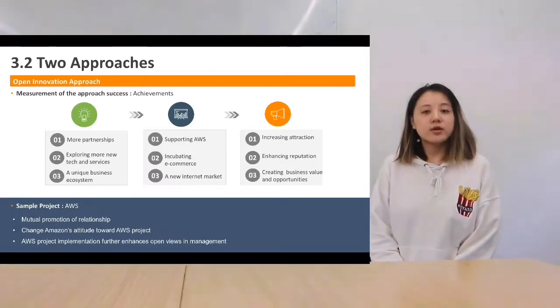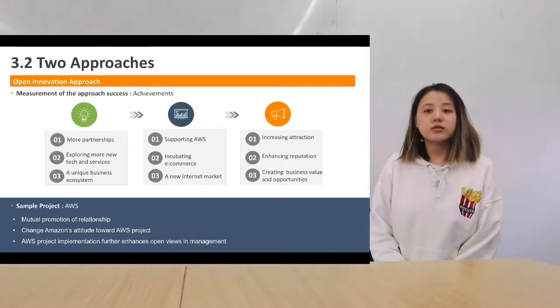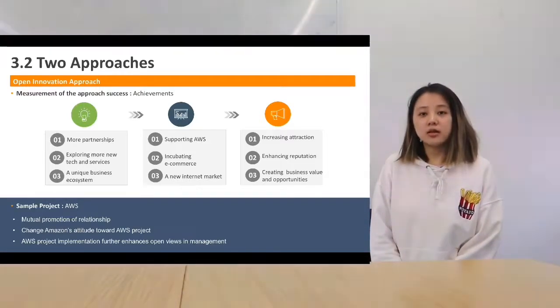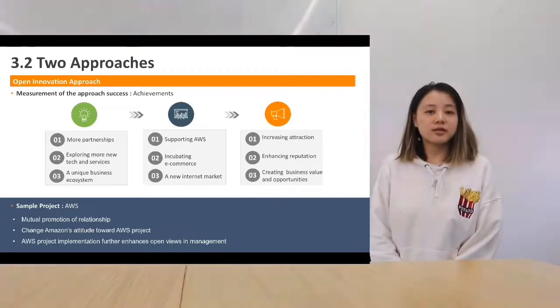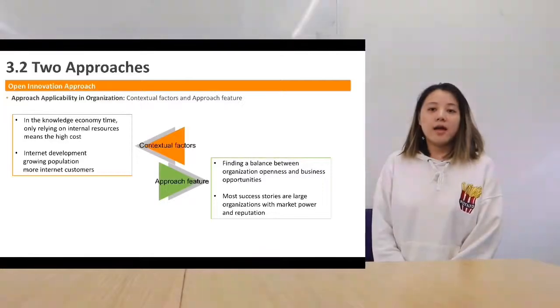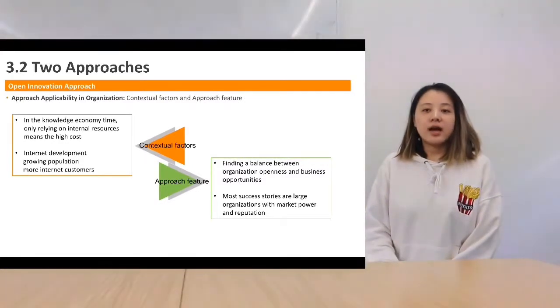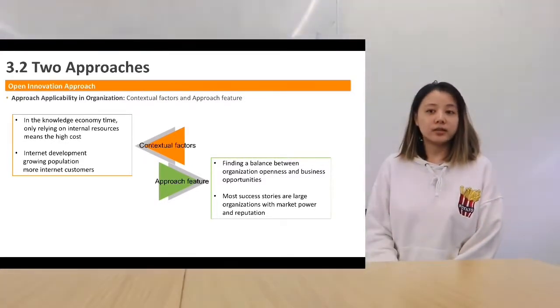Related to a sample project, the relationship between sample projects and the open innovation approach is close and mutually promoting. This approach can change Amazon's attitude towards the AWS project, and AWS project implementation can further enhance the open views in management. And then I will analyze the approach applicability in the organization, including contextual factors and approach features.